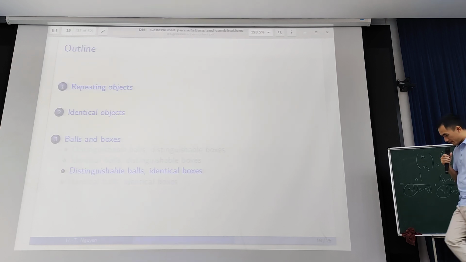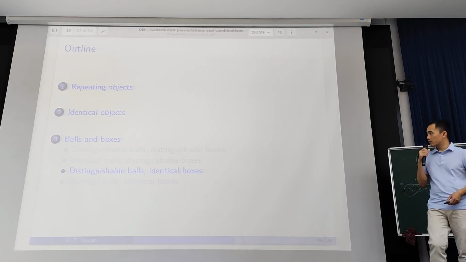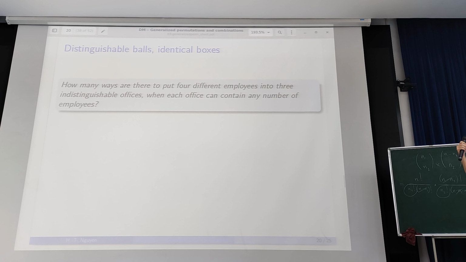Now, the third case is a new case where the balls are the same and the boxes are the same. So only the numbers of balls in the boxes matter. Let us illustrate with an example.